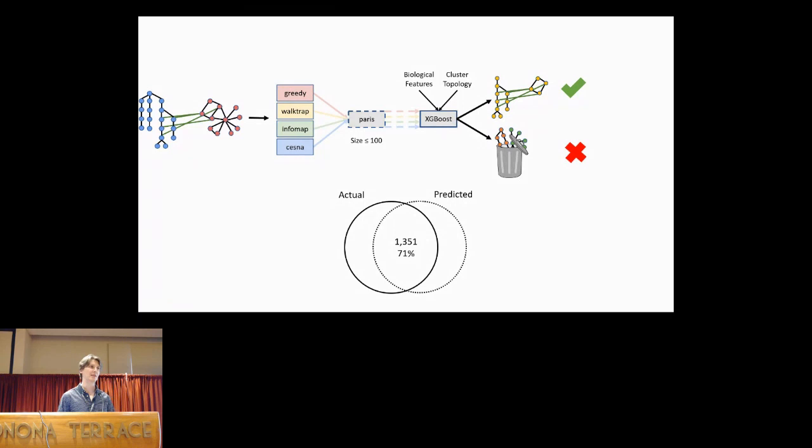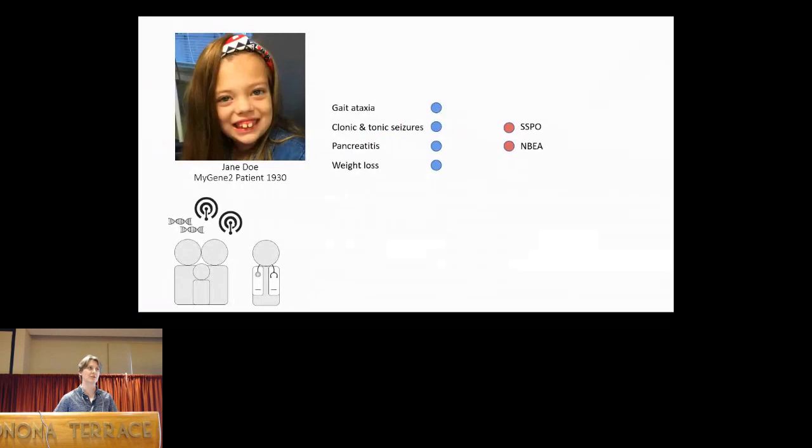So we're now at the state that we've created a heterogeneous network. We can cluster it into manageable size groups. And now we can relatively accurately predict which ones contain future information, which we can then hand off to a clinician for further investigation. We then applied this method to Jane Doe and the rest of the MyGene2 patients. In the case of Jane, we found that her gene NBEA and the term for weight loss co-occur in one of our walktrap communities.